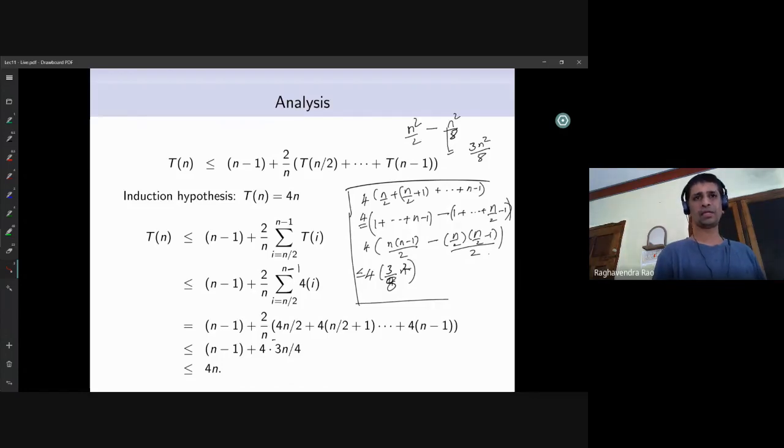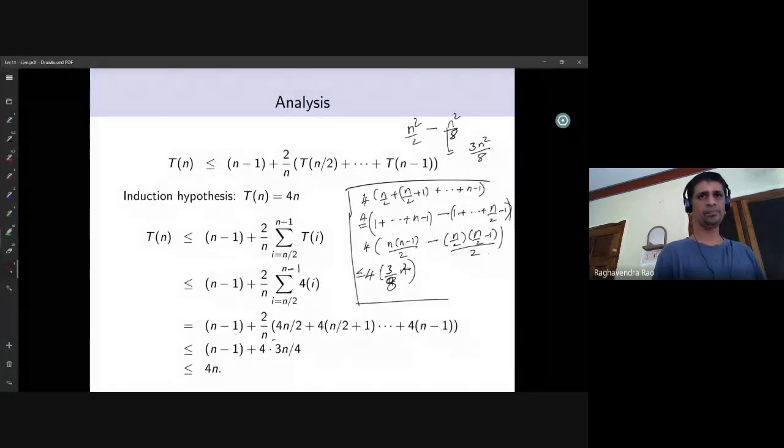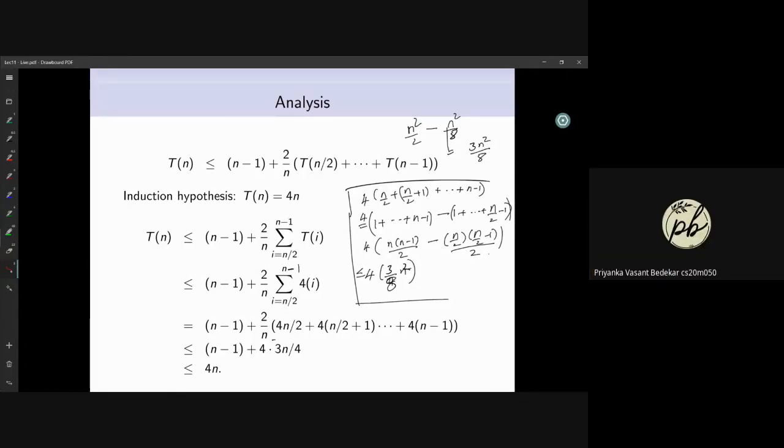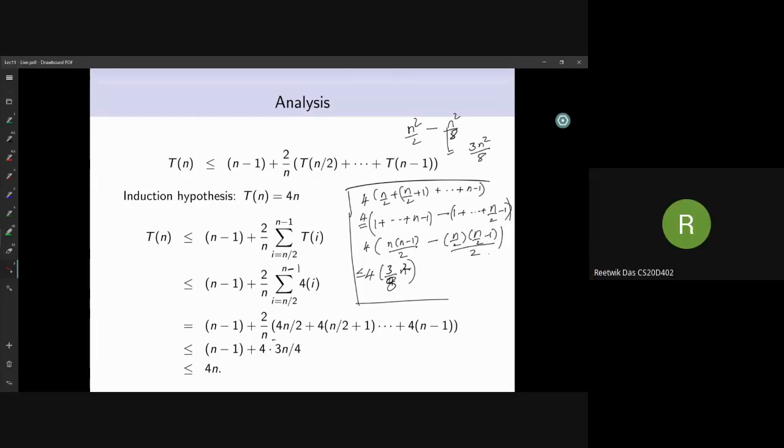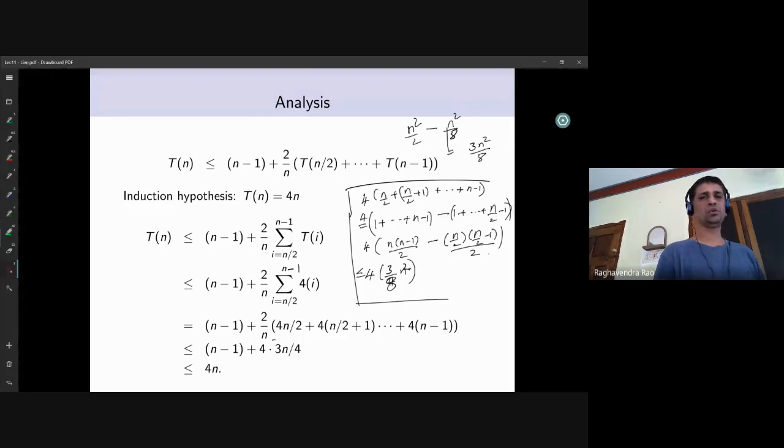You must have done that. There was an exercise, right? Rank was less than 3n by 4. Yeah, less than 3n by 4 in expectation, yes. But what is the expected value of the rank? Yeah, n plus 1 by 2 is the expected value, right?